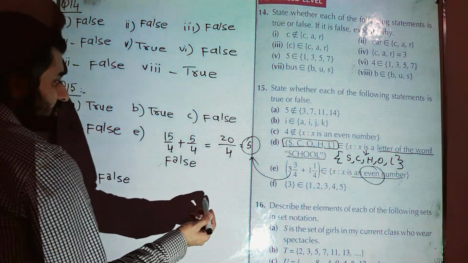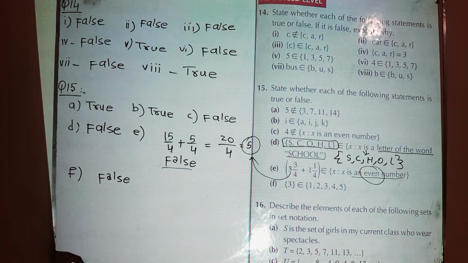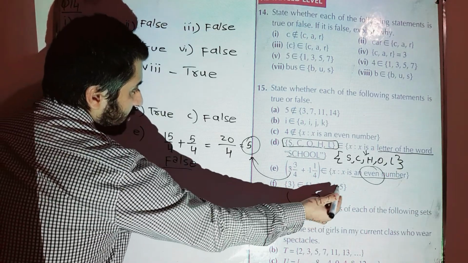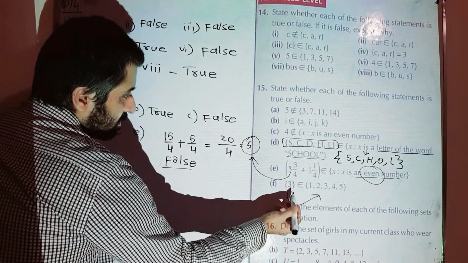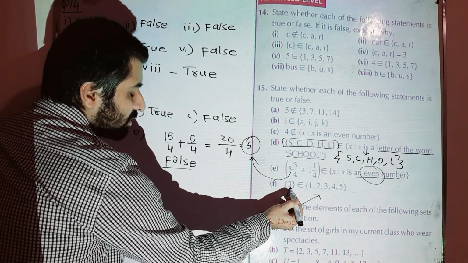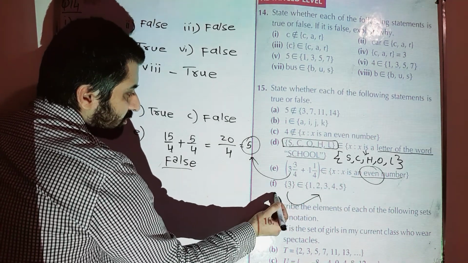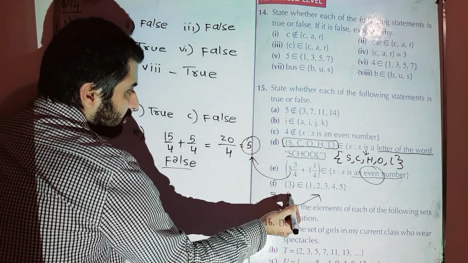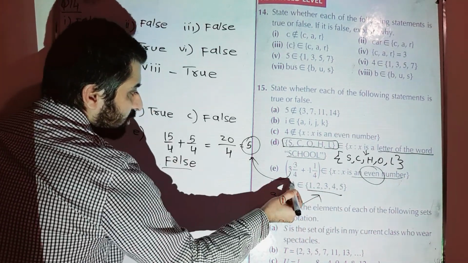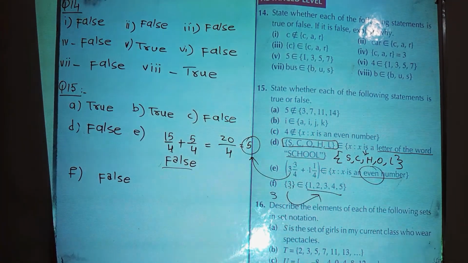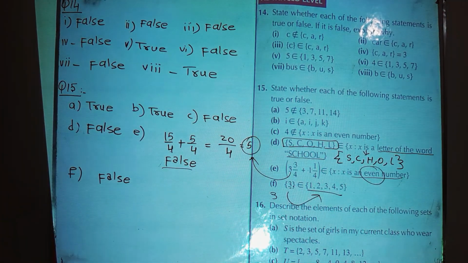No, that is false. Now this set is an element of this set? No, this set is not the element of this set. This is in set notation. That's why if there was 3, only 3 not in set notation, that would be part of this set. However, this set in set notation is not part of it. This is false. This is the answer for question number 15.